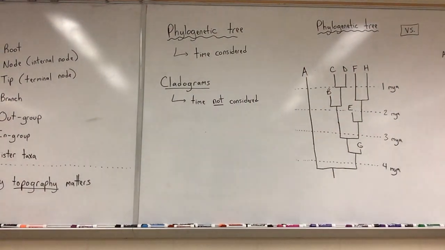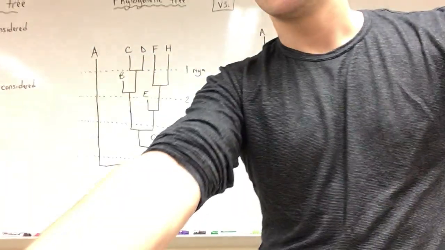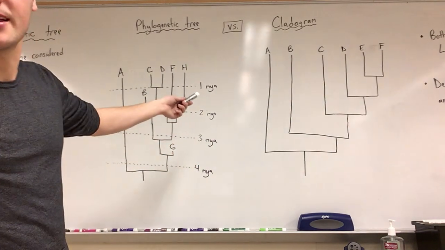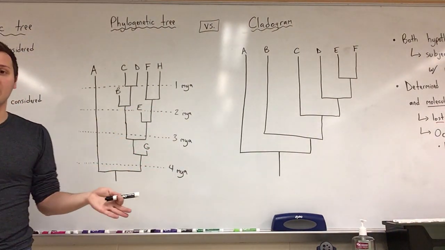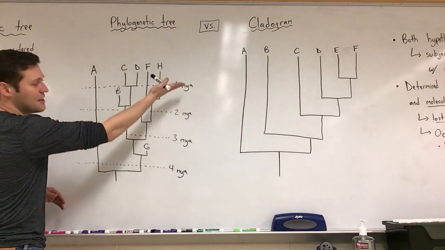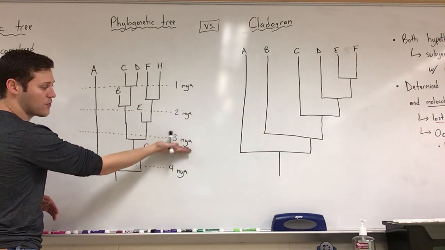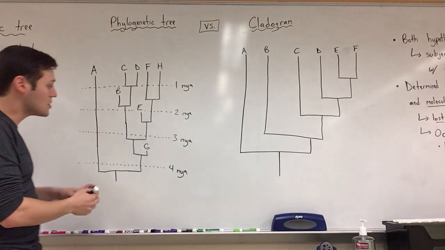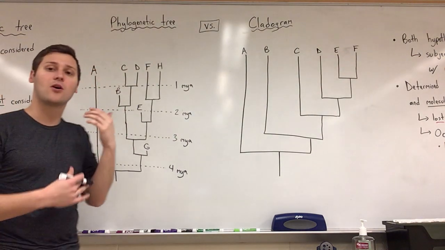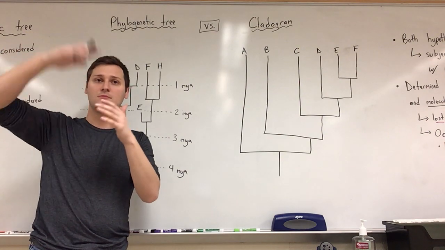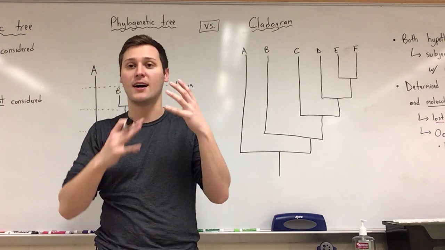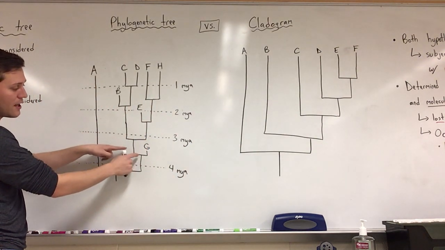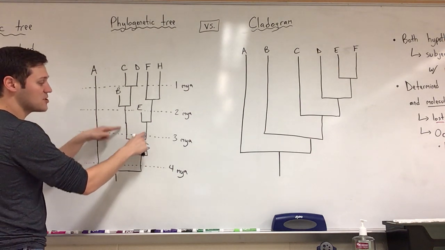So if you look at them side by side, here's a phylogenetic tree, and here is a cladogram. Let me adjust this slightly. So, phylogenetic tree versus cladogram. What I've done is taken the liberty to draw in 1 million years ago, 2 million years ago, 3 million years ago, and 4 million years ago, because phylogenetic trees consider time, right? And so you can see the length of their branches also are drawn in conjunction with, or considering, time as a factor.